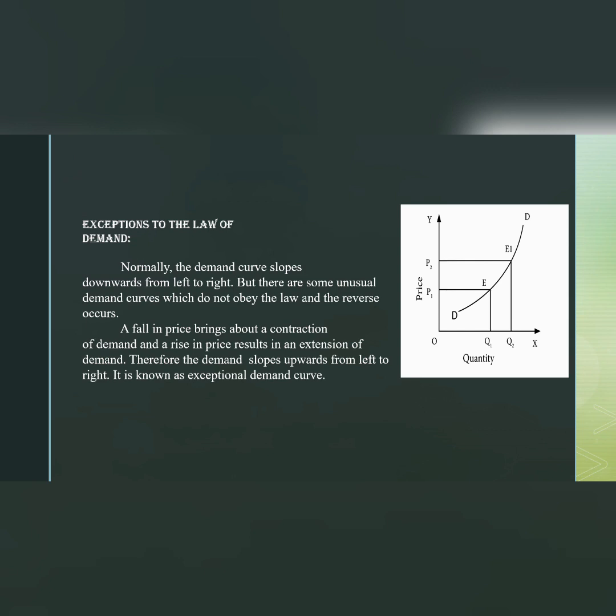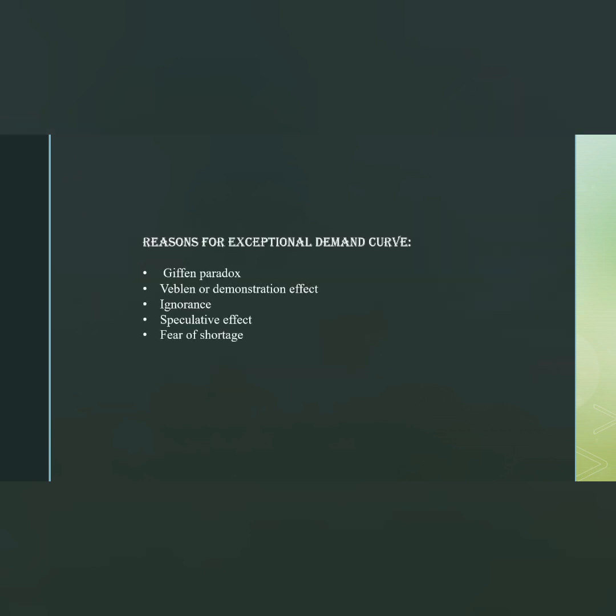Next we see the reasons for the exceptional demand curve. Giffen paradox. Giffen goods or inferior goods are an exception to the law of demand. When the price of an inferior good falls, the poor will buy less and vice versa. For example, rice. Veblen or demonstration effect. Veblen has explained the exceptional demand curve through his doctrine of conspicuous consumption. Rich people buy certain goods because they give social distinction or prestige. For example, diamonds, gold.